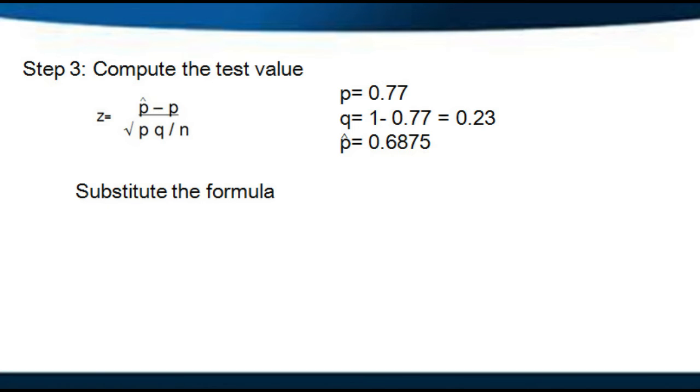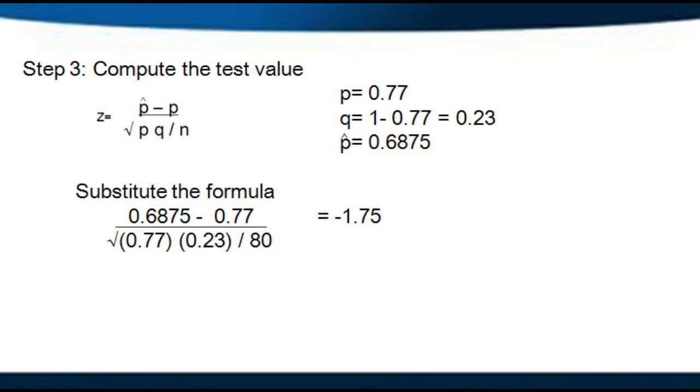Now we are going to substitute into the formula. That is 0.6875 minus 0.77 over the square root of 0.77 times 0.23 over 80. That is equal to negative 1.75.